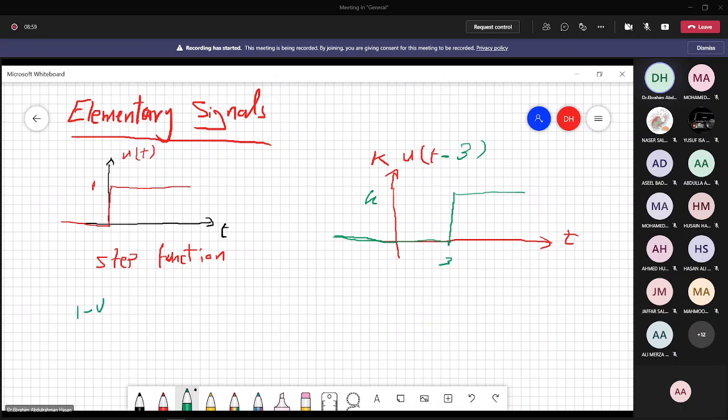1 minus u of t. Okay, خلينا نشوف قبل هذه u of minus t. So u of minus t is just, we flip this one. That means that here will be equal to 0. Then here will be equal to 1. So then this is u of minus t.